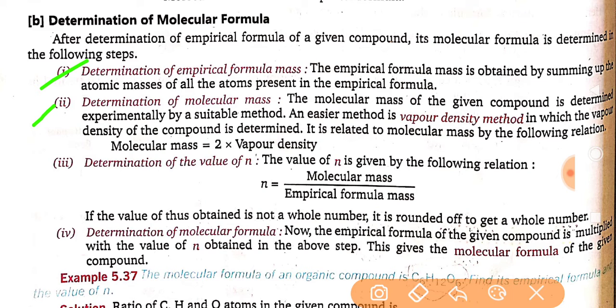The molecular mass of the given compound is determined experimentally by a suitable method. An easier method is the vapor density method, in which the vapor density of the compound is determined. It is related to molecular mass by the following relation: molecular mass is equal to 2 into vapor density. We discussed this in the first video of this chapter.